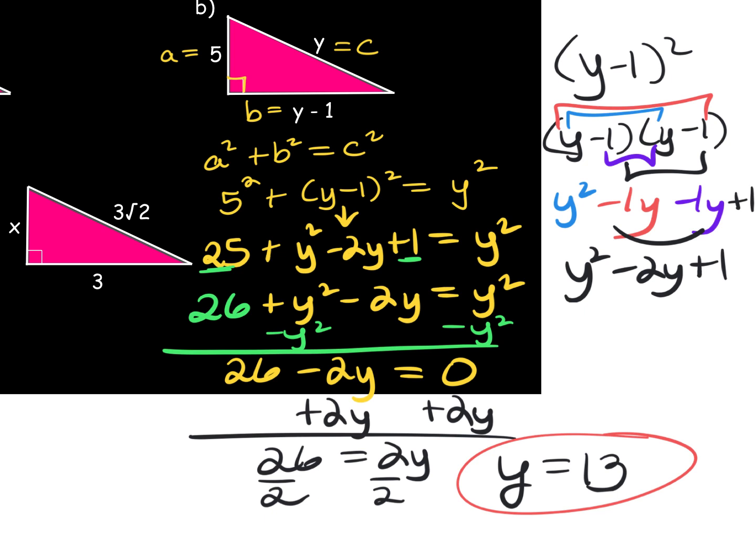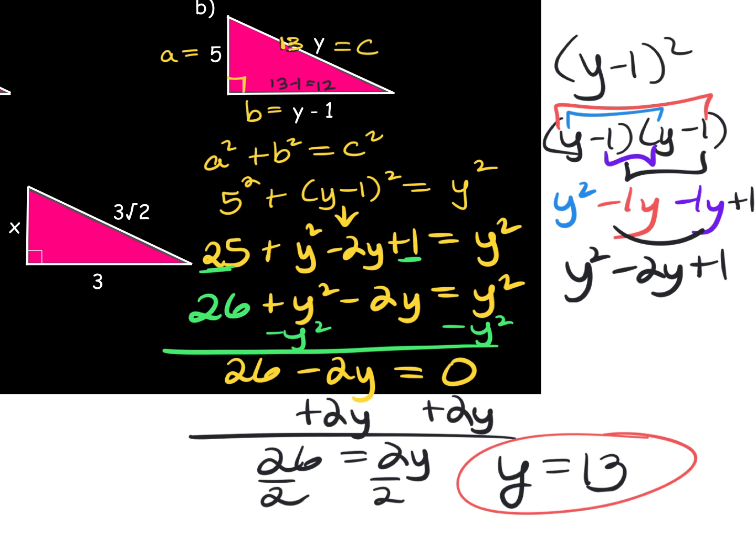If it asked me to fill in the other side as well, then I would have done Y minus 12, 13 minus 12 here, or minus 1, and this side would have been 12. This side's the 13. Again, this is a common triple. But again, it only asks you to find Y, so the answer is 13.